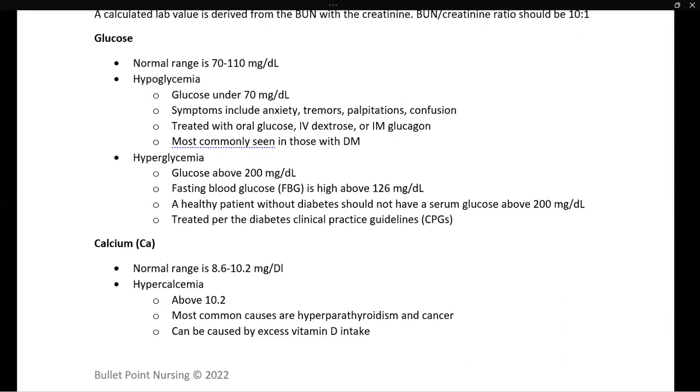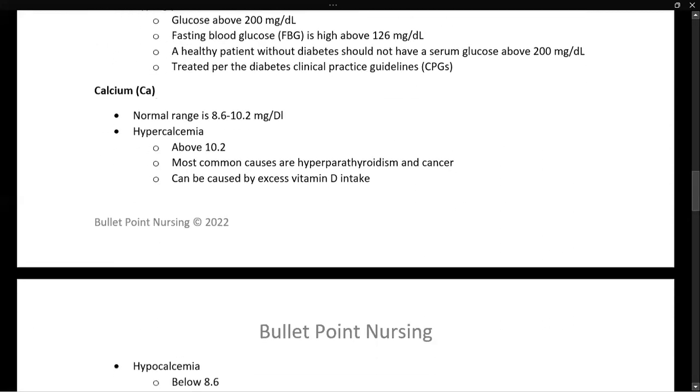Hyperglycemia is where a patient has an elevated blood glucose level. A fasting blood glucose above 126 would be considered elevated. A non-fasting above 200 would be considered elevated. You may see some sources that put it at above 180 as abnormal. A healthy patient without diabetes, even postprandial, meaning right after a meal, should not have a glucose level above 200. Hyperglycemia is treated per the diabetes clinical practice guidelines, or CPGs, if you're not familiar with that term yet.